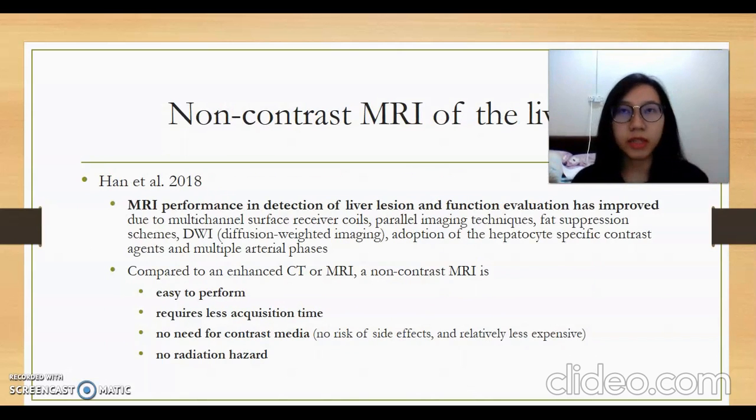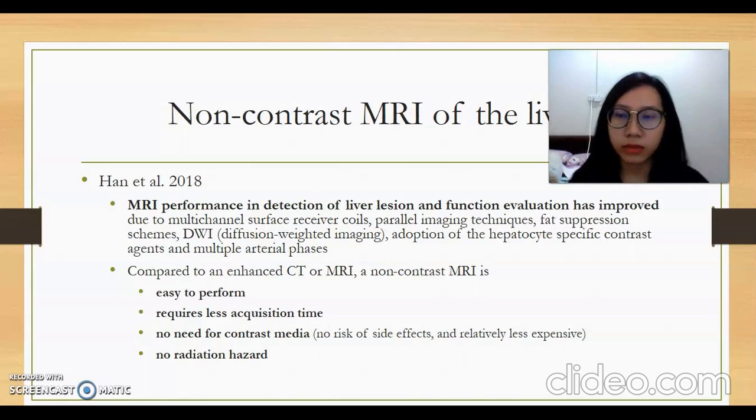Since this patient has renal failure, it is not recommended to administer contrast for this patient because it will harm the patient. So we will opt for non-contrast MRI of the liver. So how well is the performance of non-contrast MRI for the liver?